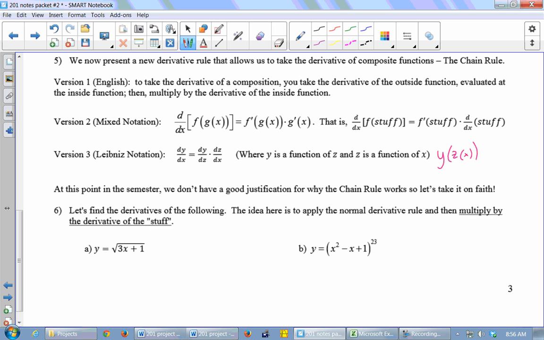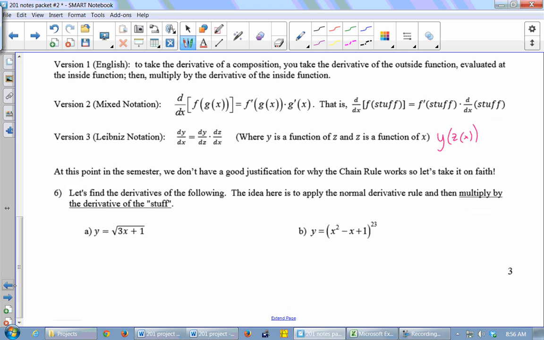So at this point in the semester, we don't have a good justification for why the chain rule works, so we just got to take it on faith for now. We'll just learn how to use it. Later on, we'll learn why it works.